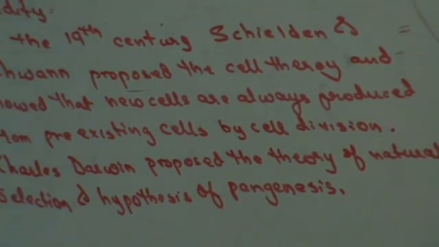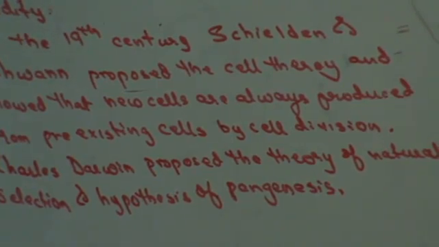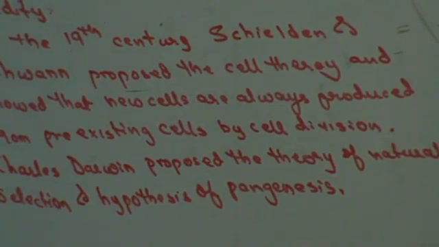Every part in a living organism would produce a gamete, and these get transmitted during sexual reproduction of offsprings. Right? So there would be gametes that would be produced, and these gametes would be transferred during sexual reproduction to the offspring. That was the hypothesis of pangenesis.